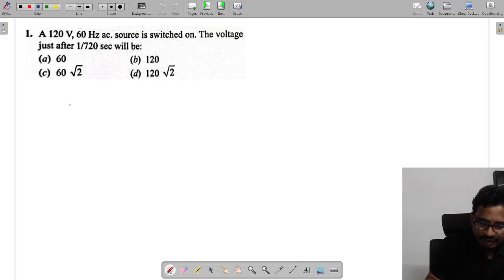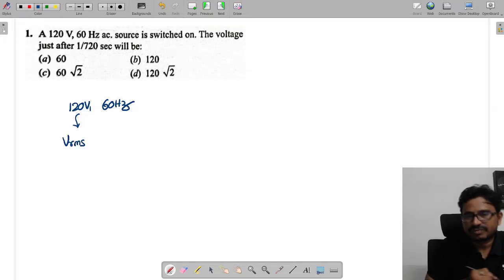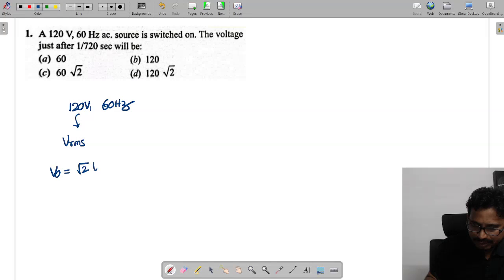They have given 120 volts and 60 Hz frequency. So what is this value? Tell me. This is the RMS value. From this we can get the peak value. V naught is the peak value, which is equal to √2 into V RMS. So how much is the V naught value?